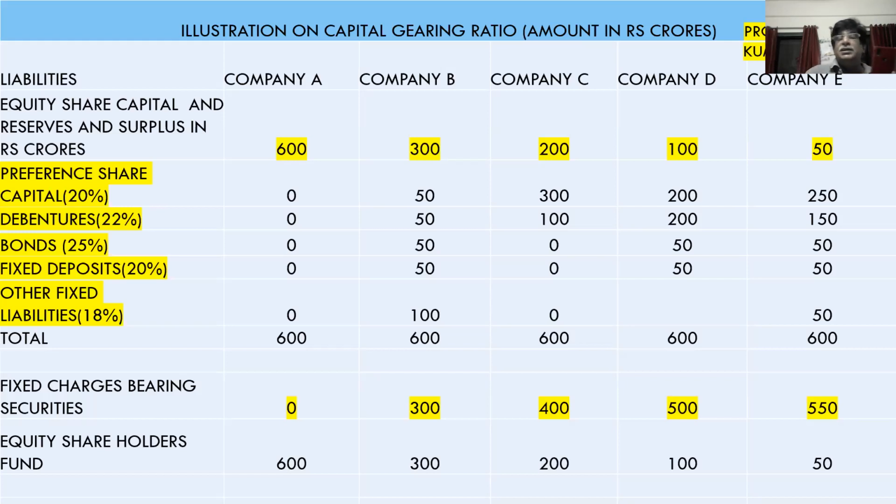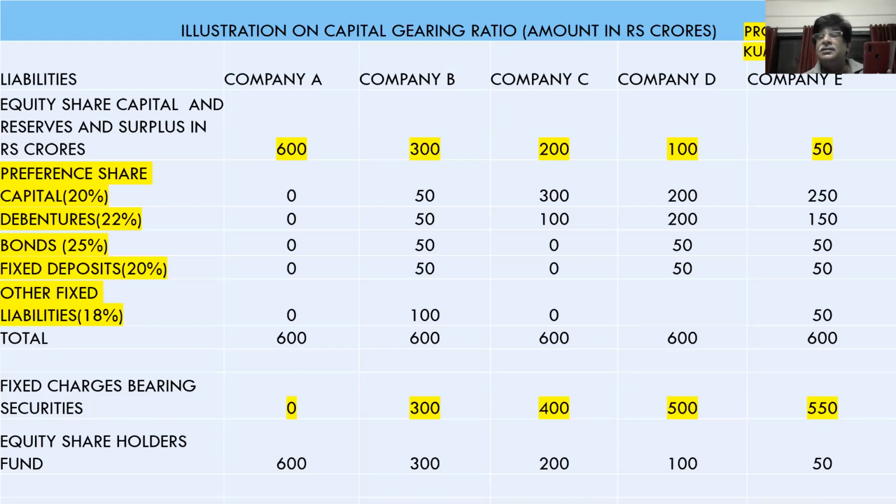Let's come to companies C, D and E. Let's see company C. Company C has an equity share capital of 200 crores, and the remaining 400 crores are financed by preference share capital and debentures, on which you have to pay 20% preference dividend and 22% interest on debentures. So the obligations are 400 crores and the internal or insider fund is 200 crores. So 400/200 is 2:1. The situation in comparison with A has worsened for company C.